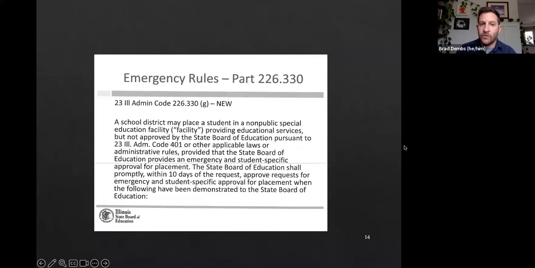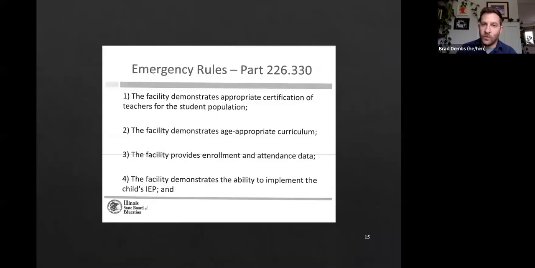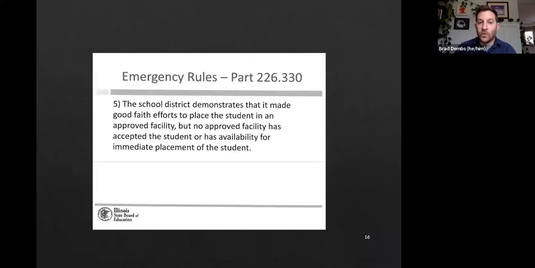So as you see here, a school district may place in a non-public special facility that's not approved by the State Board of Education under certain circumstances. The school district has to submit an application to the state laying out these details, that the facility has appropriate certification, age appropriate curriculum, they demonstrate their enrollment and attendance data and indicate the ability to implement the child's IEP. And also the school district has to show that they made good faith efforts to find an approved facility, but no approved facility is available for the student.